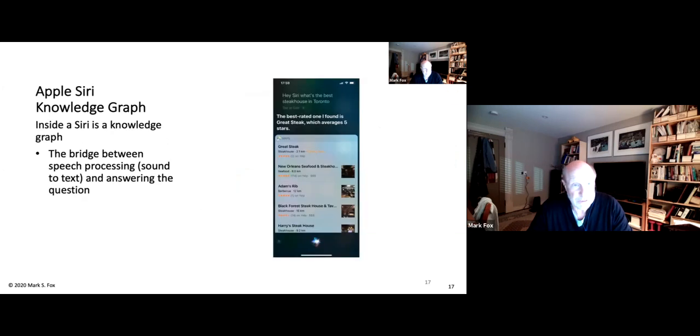Or take Apple Siri. When you talk to Siri on an iPhone, they have embedded in it a knowledge graph. And that knowledge graph is the bridge between speech processing, the sound to text translation, and answering whatever question you pose. Because once Siri translates sound into text, it then has to have a knowledge representation of what are the apps that are on the phone and what those apps are capable of doing and how those apps can be accessed and what they produce. That's all embedded in a knowledge graph.